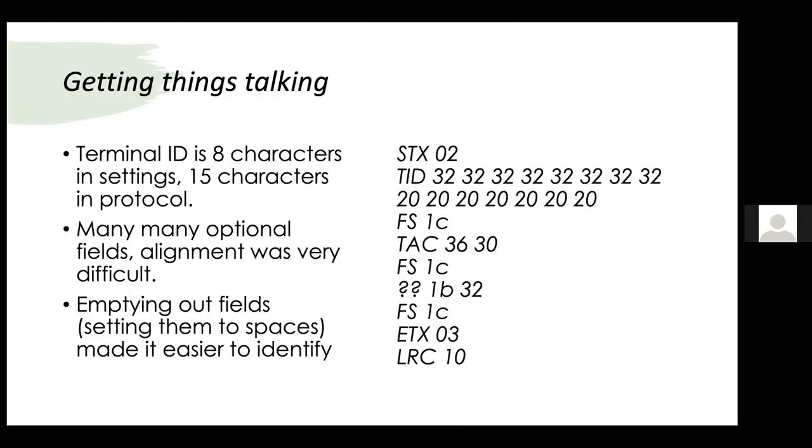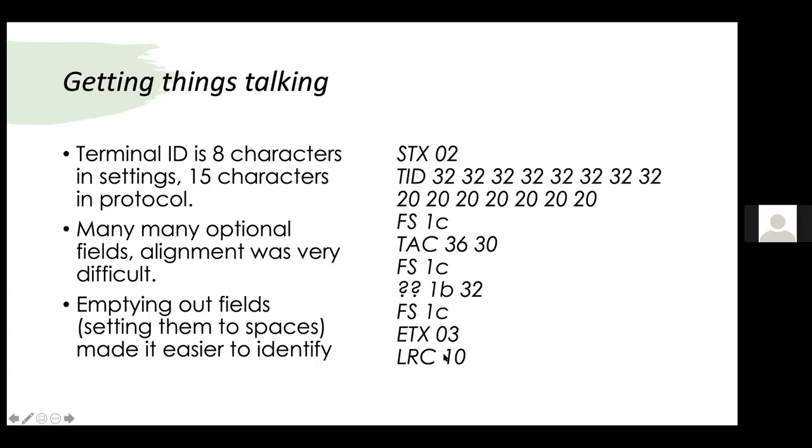So we were able to start identifying things. We got the start of transmission, the terminal ID, field separators. This is all stuff on the right side that I was able to start identifying from the protocol once we started getting the ASCII corrected and decoded correctly. It's 15 characters in the protocol, but the ATM only allows you to set 8. So this was clearly an implementation that they planned to have increased later, but never did.